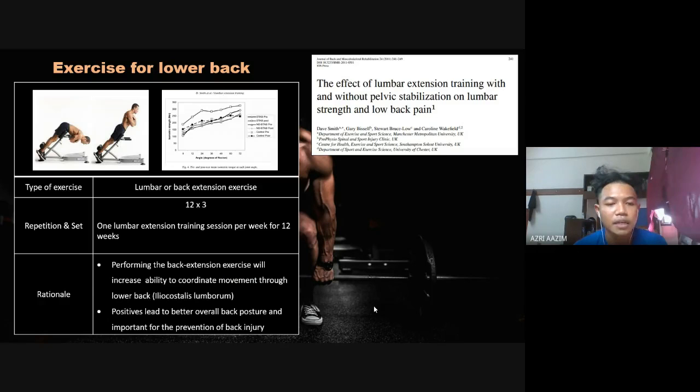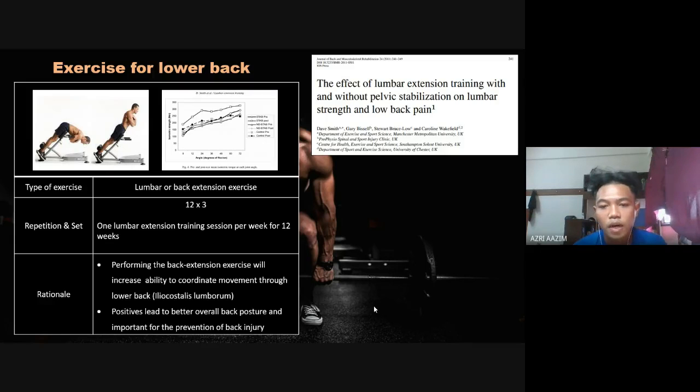There are a lot of exercises that we can apply in our life to overcome lower back pain problems. According to Smith et al. 2011, whose research article is titled the effect of lumbar extension training with and without pelvis stabilization on lumbar strength and lower back pain, their main exercise is the lumbar or back extension exercise. They suggest that normal and active persons do at least 12 repetitions and 3 sets, with one lumbar extension training session per week for 12 weeks.